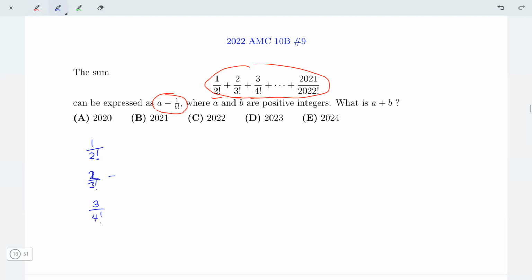So, well, it's not clear from 1 over 2 factorial. Let's move on to the 2 over 3 factorial. So the numerators now are 1 less than the denominator, right? Each of the numerators here. So if we write it as 3 minus 1 here, 4 minus 1 here, etc., what we get is 3 over 3 factorial minus 1 over 3 factorial.